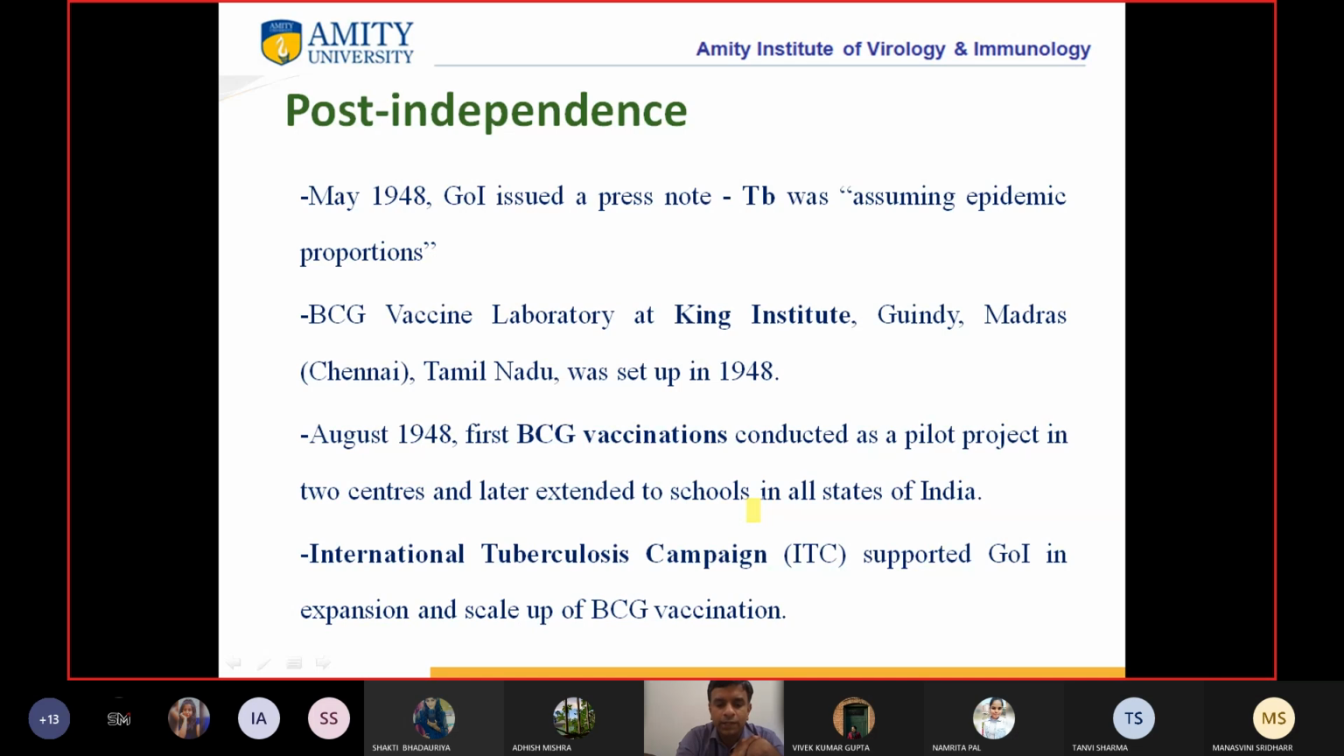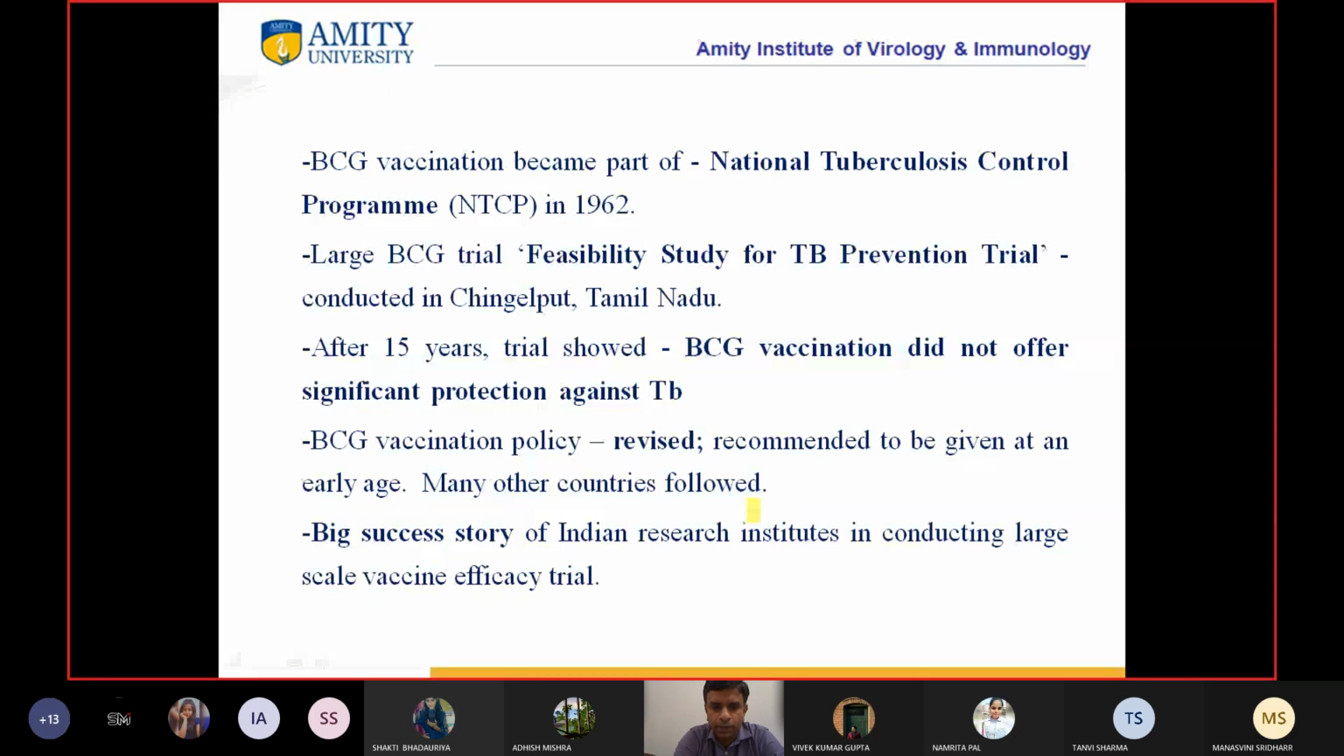At that time, the International Tuberculosis Campaign supported the government of India in the expansion and scale up of BCG vaccines. Obviously, if the government was targeting tuberculosis, it needed more money and more vaccines for that, so the International Tuberculosis Campaign funded the expansion. Later on, BCG vaccination became part of the National Tuberculosis Control Program in 1962, which the government developed at that time.